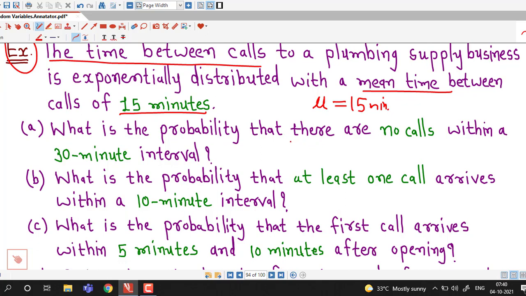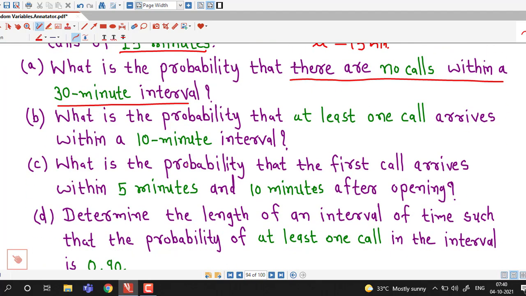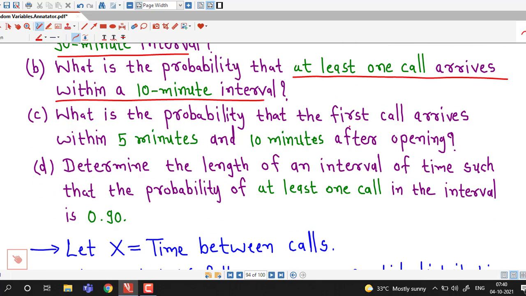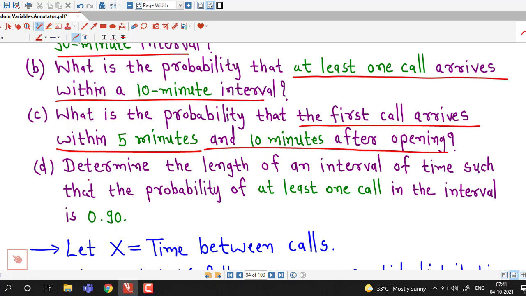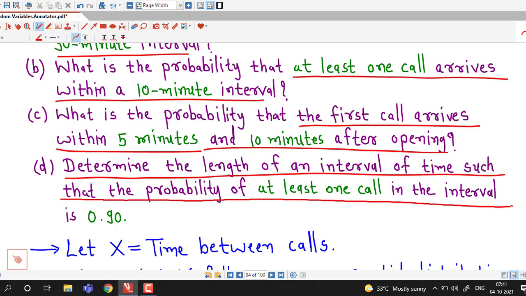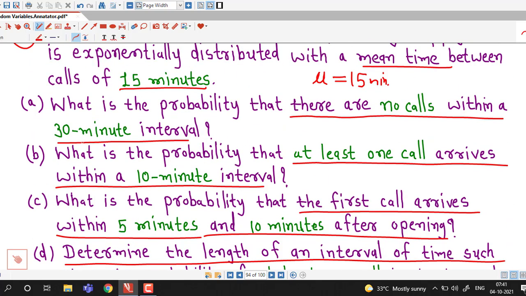First probability is the probability that there are no calls within a 30-minute interval. In part B, we are asked to find the probability of at least one call arrival within a 10-minute interval. In part C, we have to find the probability that the first call arrives between 5 minutes and 10 minutes after opening. And in part D, determine the length of an interval of time such that the probability of at least one call in the interval is 0.90. So we will do all these subparts one by one.